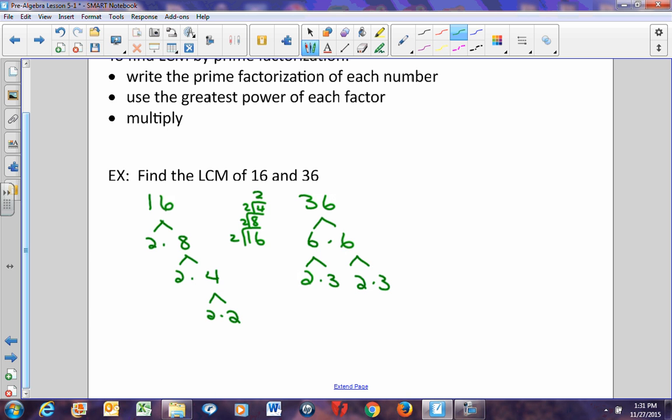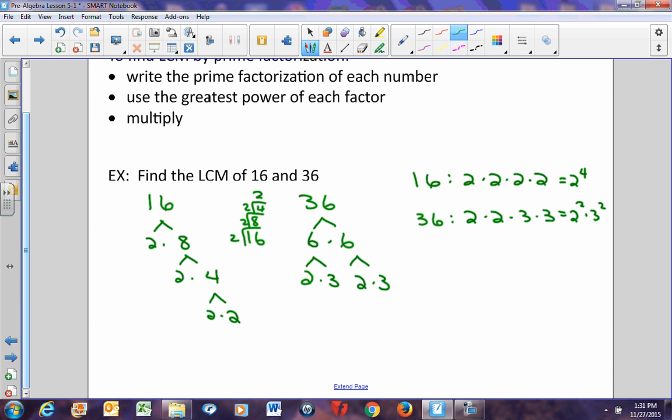Once you've found the prime factorization, you need to list it. So I'm going to list 16 and I'm going to list 36. 16 happens to be 2 times 2 times 2 times 2, or 2 to the 4th. 36 is 2 times 2 times 3 times 3, or 2 squared times 3 squared. So I'm going to list them in the form of 2 to the 4th, and 2 squared times 3 squared.